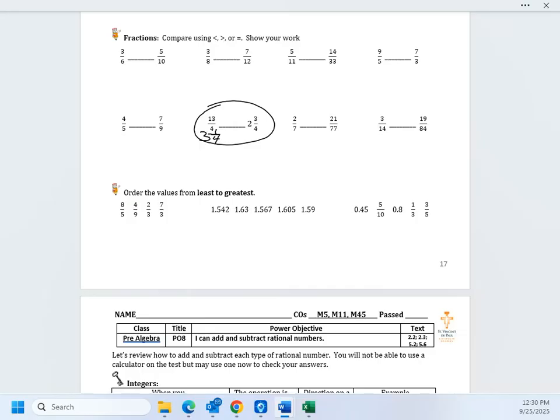Compare those whole numbers first. What's bigger, 3 or 2? Right, the 3 is bigger than the 2. You always want to compare same things. We don't want to compare improper to a mixed. Keep them the same. On the bottom, you're going to order the fractions, order the decimals, and this one has a mixed set. Like we talked about at the beginning, make them all fractions or make them all decimals so we can compare them correctly.